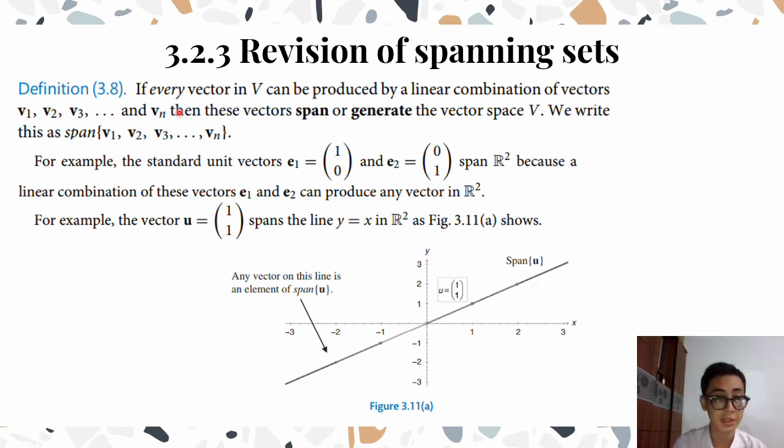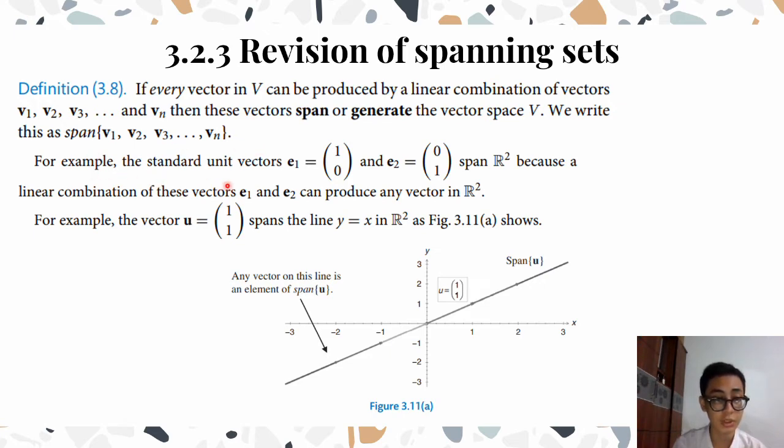3.2.3 Revision of spanning set. If every vector in V can be produced by a linear combination of vectors v1, v2, v3, and vn, then this vector span or generate the vector space V. We write this span v1, v2, v3, vn.